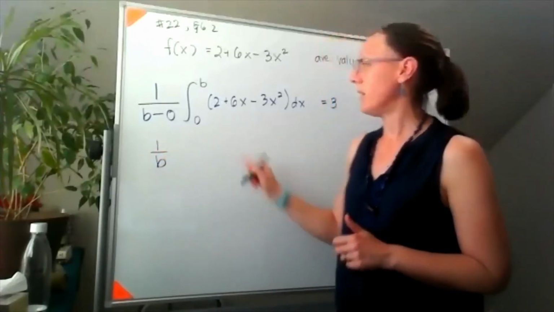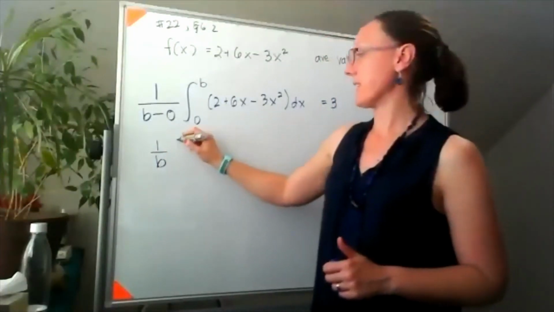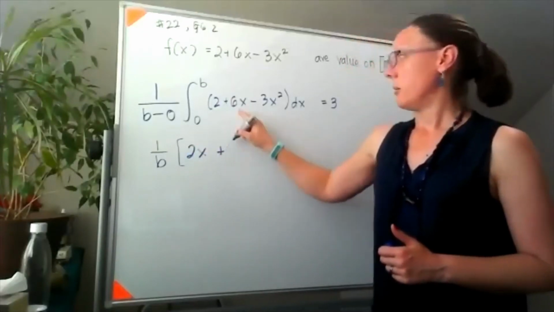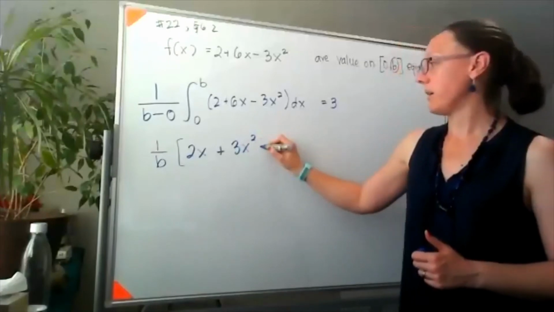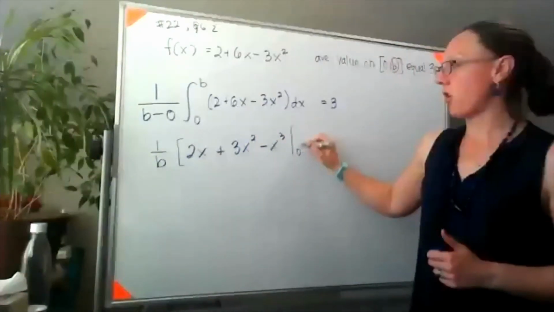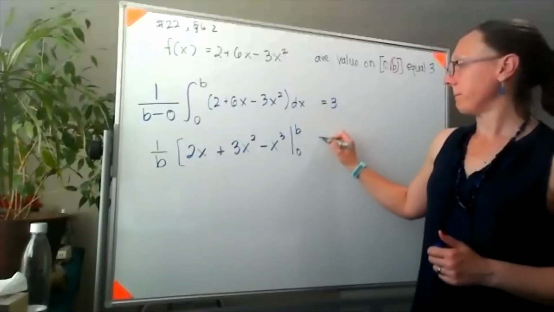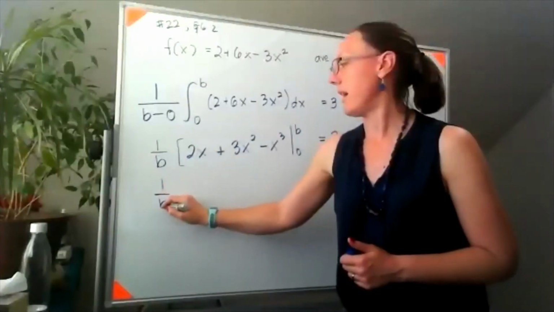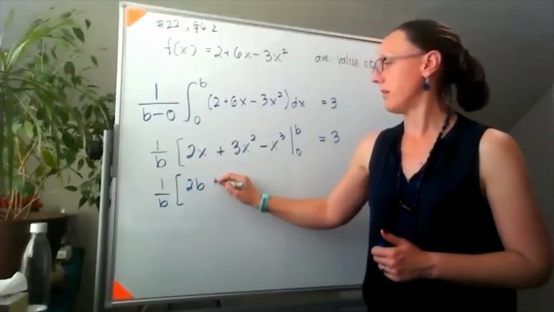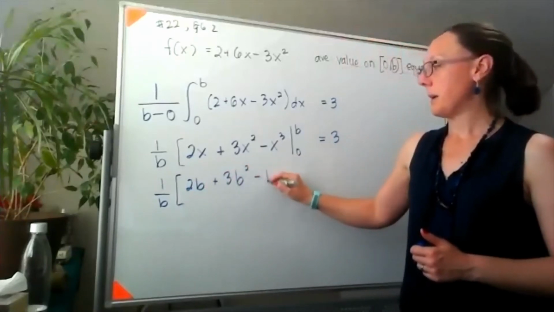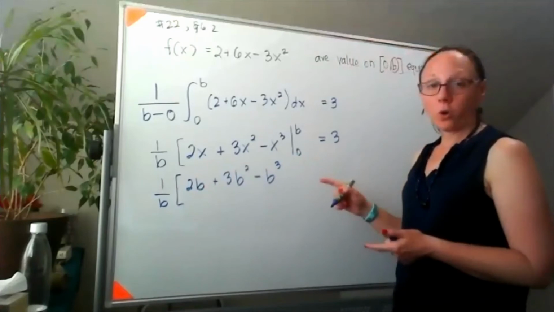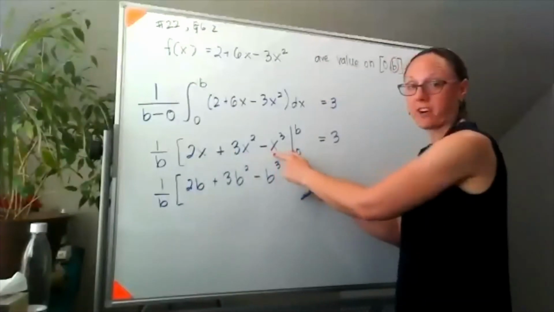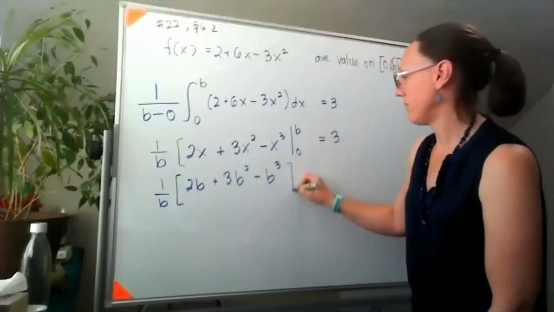We can go ahead and get started integrating this. So the antiderivative of 2 with respect to x, I'll have 2x plus 3x squared minus x cubed, and that's all going from 0 to b. When I plug in b, I will end up with 2b plus 3b squared minus b cubed. It's not always the case, but in this case, when I plug in 0, I would get 0 plus 0 minus 0. I'm not going to bother writing all of those zeros.